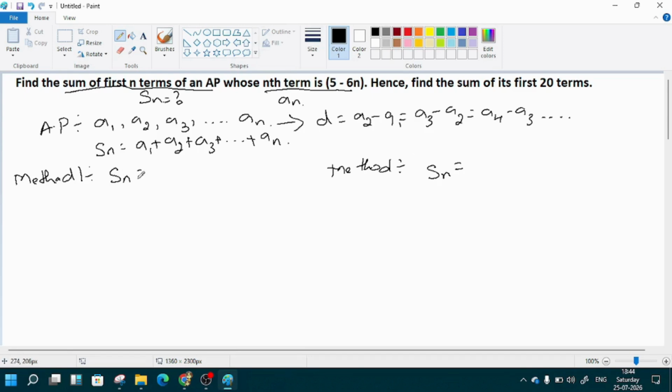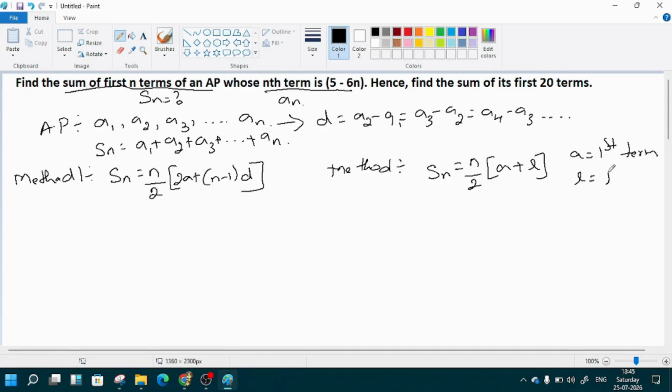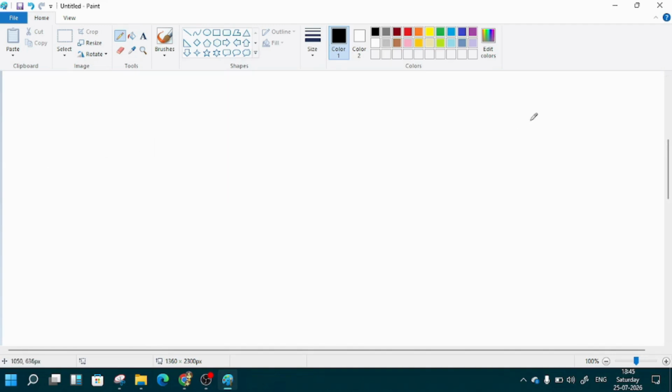For method 1 we are going to use the actual formula which we all know, that is n by 2 into 2a plus n minus 1 into d. This is the formula we all know, and there is another formula for Sn, that is n by 2 into a plus l. A is the first term and l is the last term. Clear?